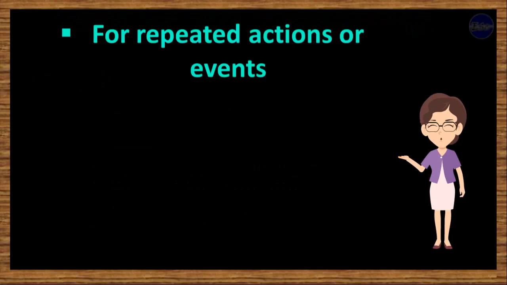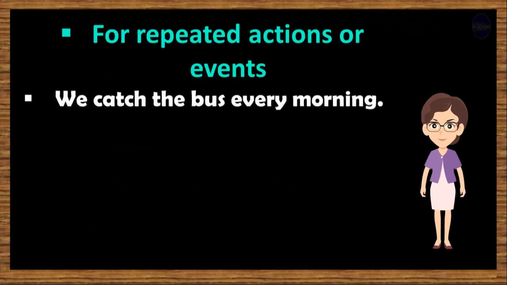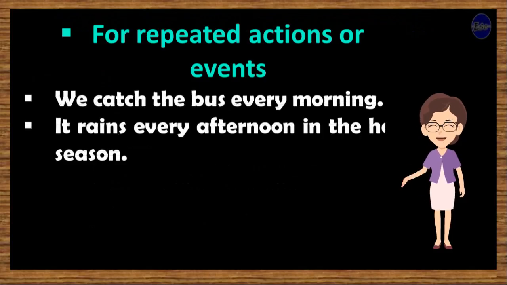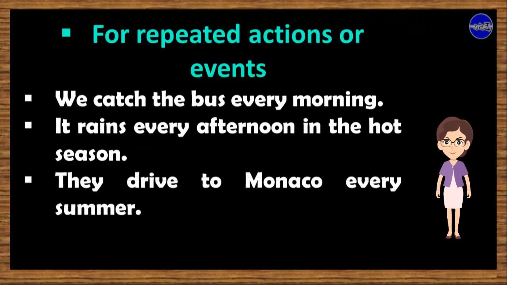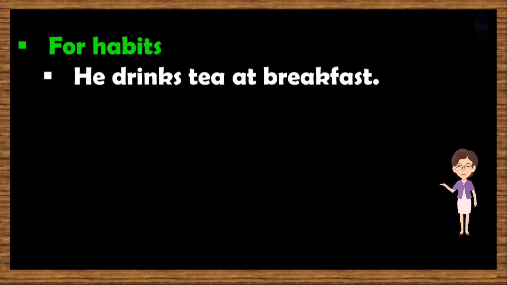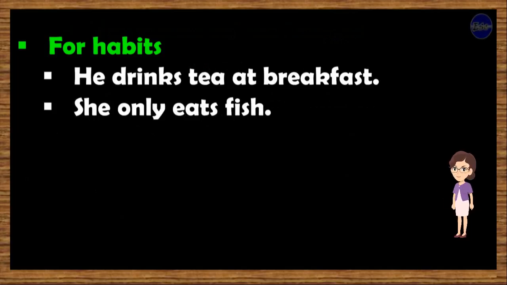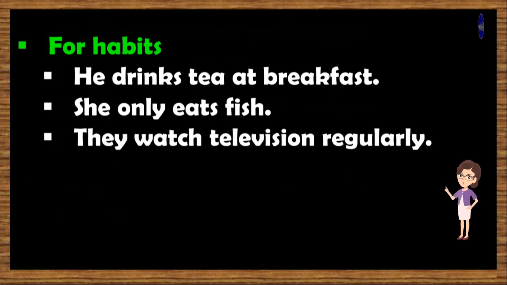For repeated actions or events: We catch the bus every morning. It rains every afternoon in the hot season. They drive to Monaco every summer. For habits: He drinks tea at breakfast. She only eats fish. They watch television regularly.